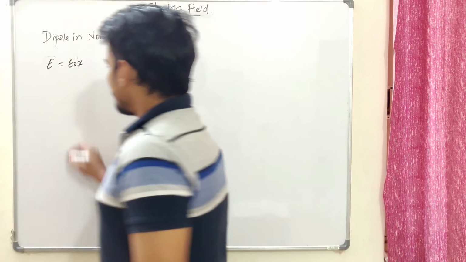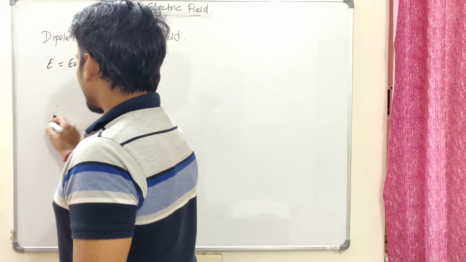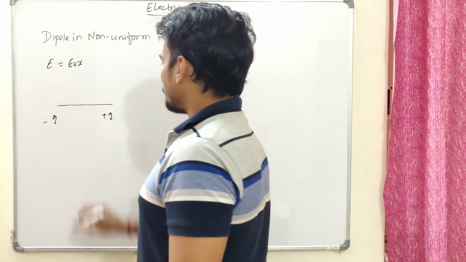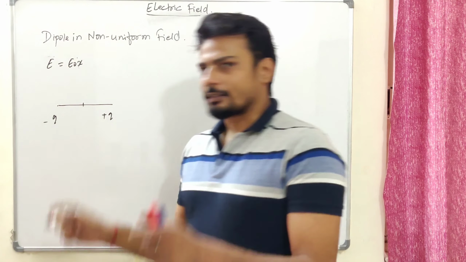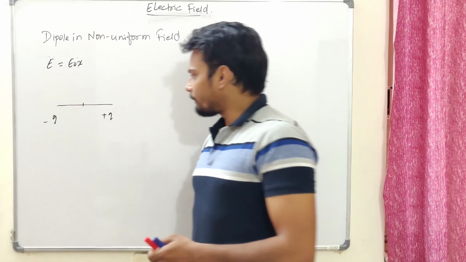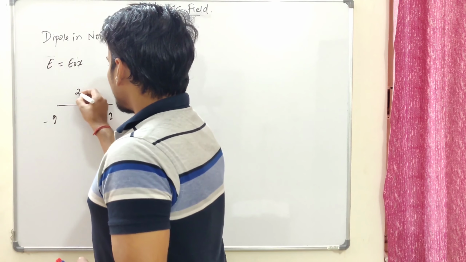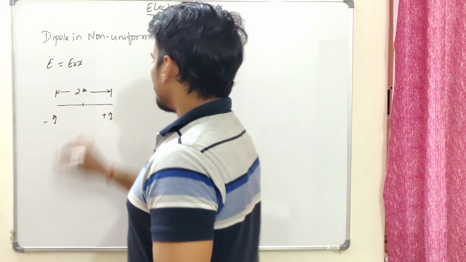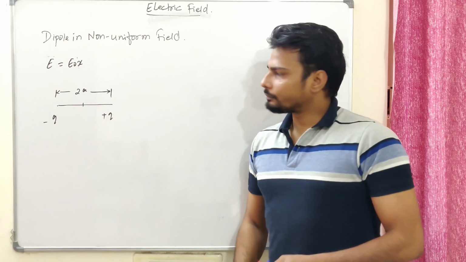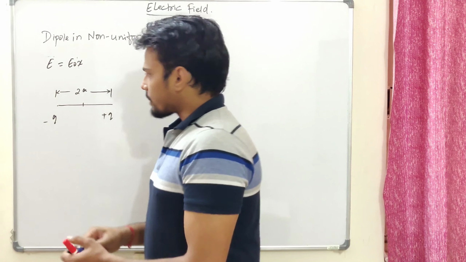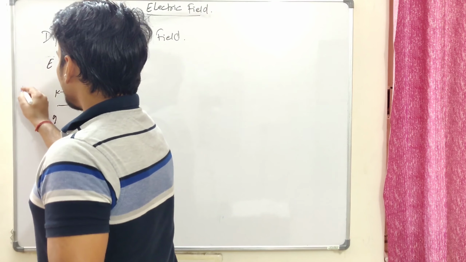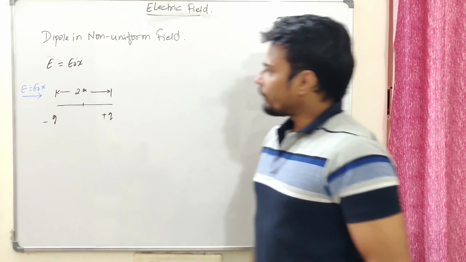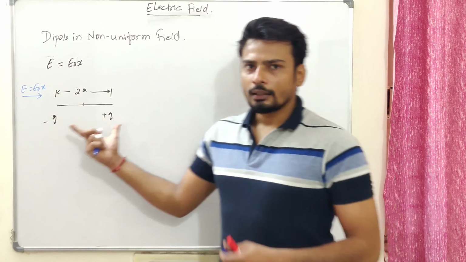Let's say I have a dipole with a negative q over here and a positive q over here. We always assume that the dipole has a very small distance between the charges. That's one thing which is well understood. Let's say the distance between them is 2a. That's the distance between the charges of the dipole. Since this field is existing in this way, let's say we have the field E equal to E0 x over here. Now we have to find the force acting on this dipole.